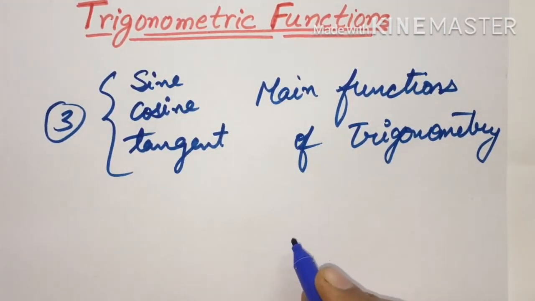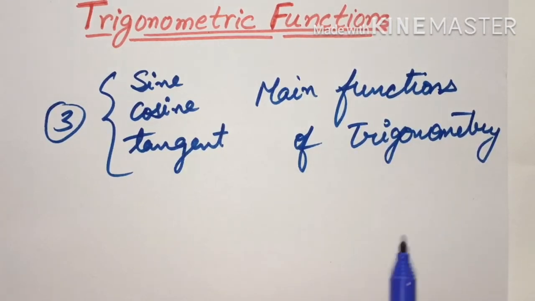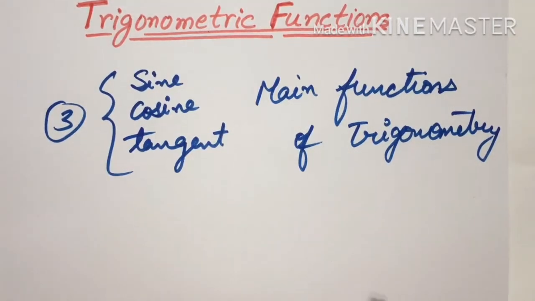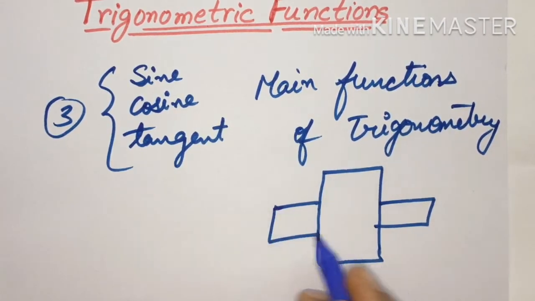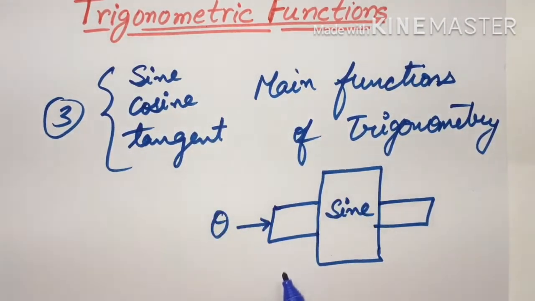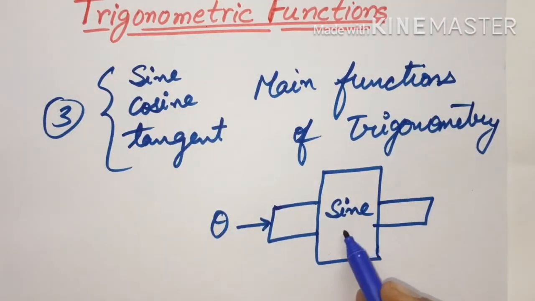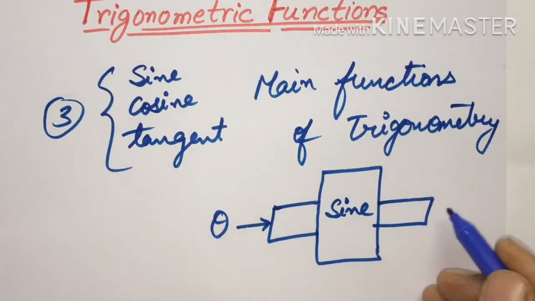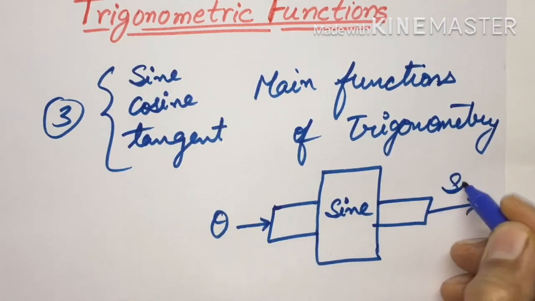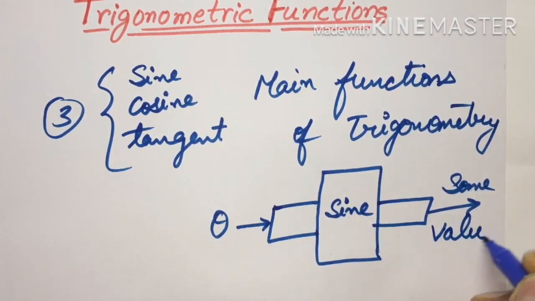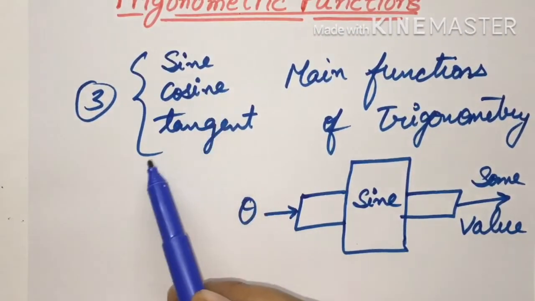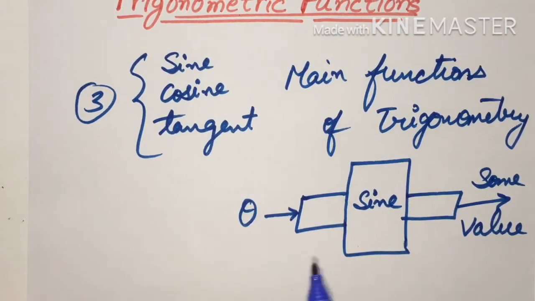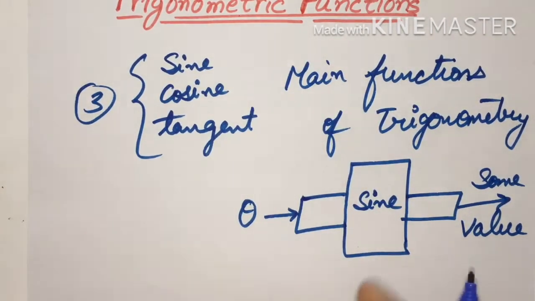So a function takes some input value, carries out a particular operation on it, and gives out the output value. For example, if I am taking theta as the input value and it carries out the sine operation on it, then it gives us some value as an output. So this is the function. These three names, sine, cosine and tangent, are just fancy names given to the function.